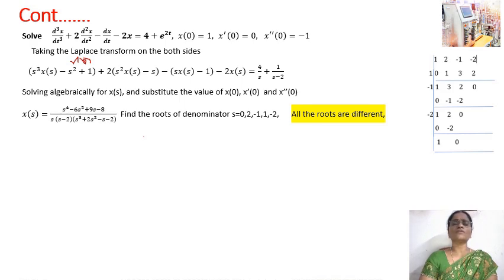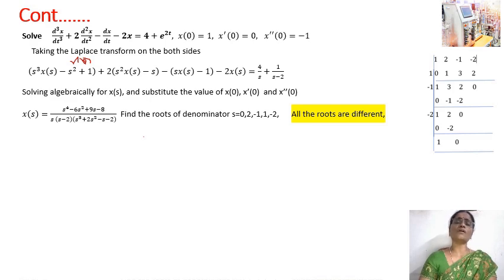Now what is the behavior of the roots in the denominator? s equal to 0 is one root, then 2, minus 1, 1 and minus 2. Look at the characteristics of the roots. All the roots are different here. None of the roots are the same. All 5 roots are different here. So this is one category of the problem.